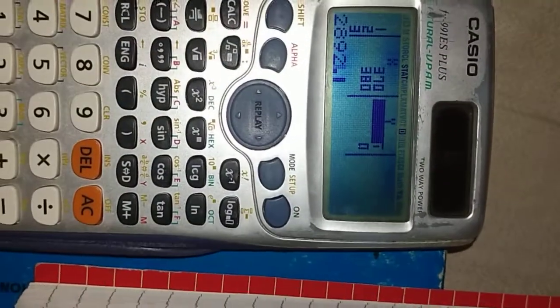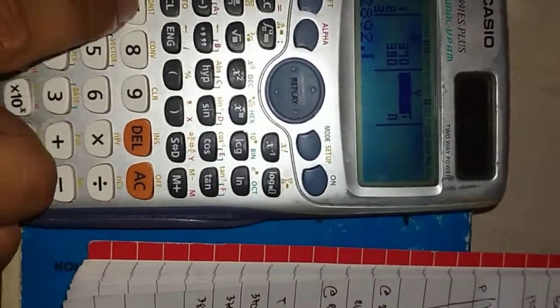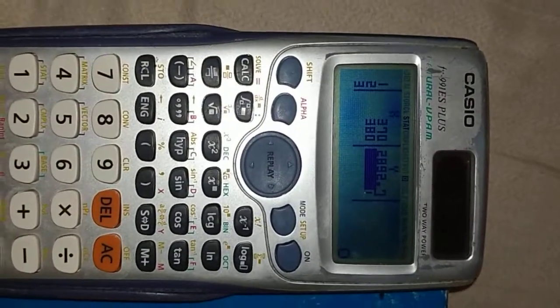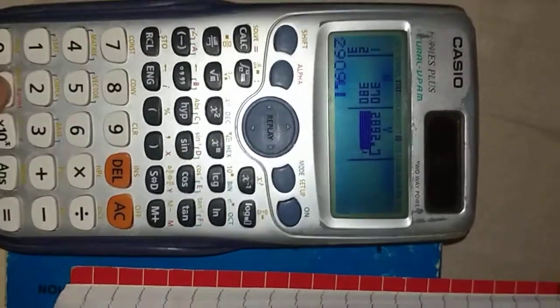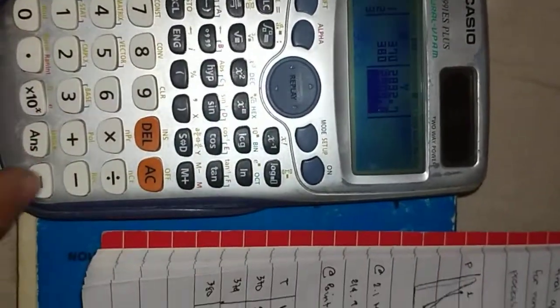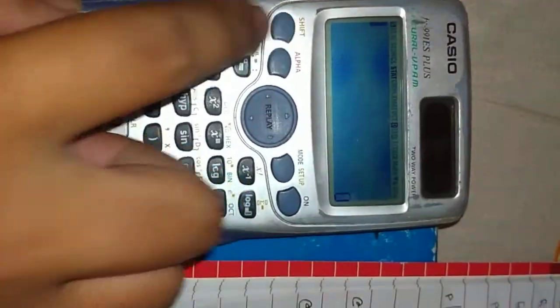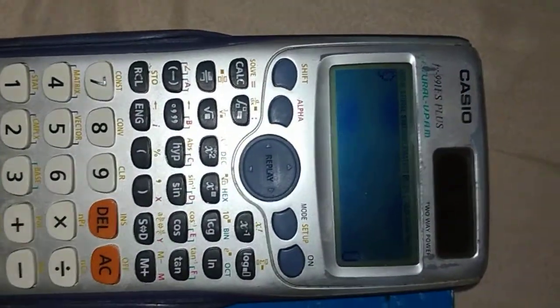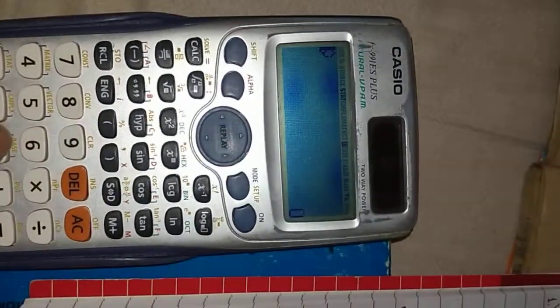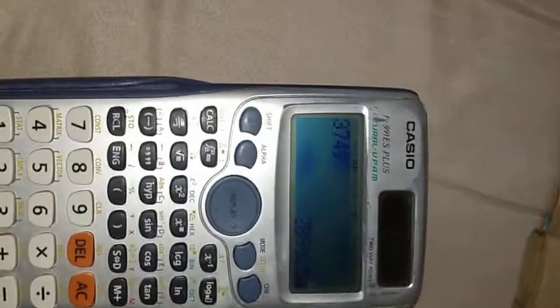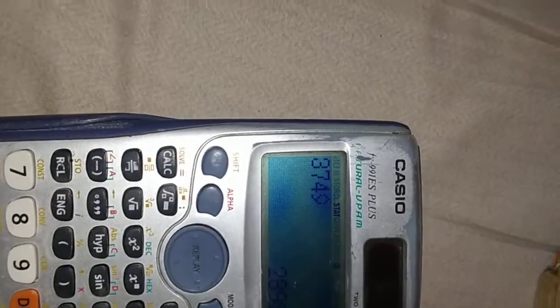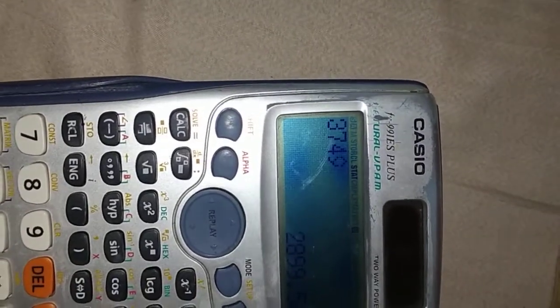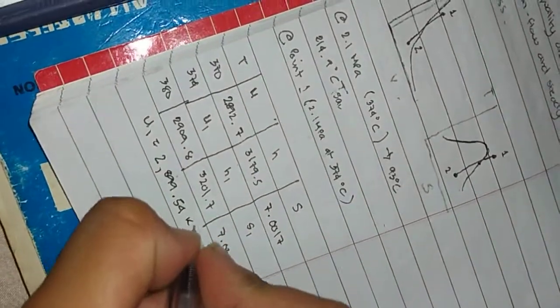Then your initial is 2892.7, then 2909.8. Then AC, shift 1, 5, 5 since we are looking for y. Then 374. So the value of our U1 is 2899.54 kilojoules per kilogram.